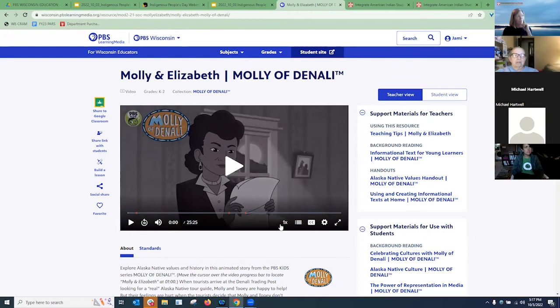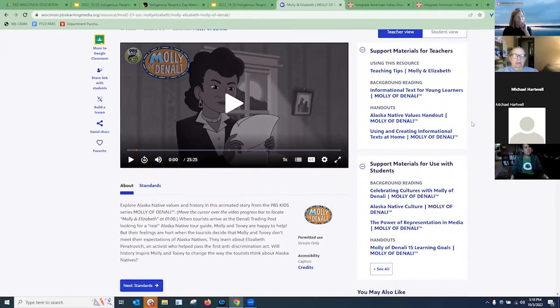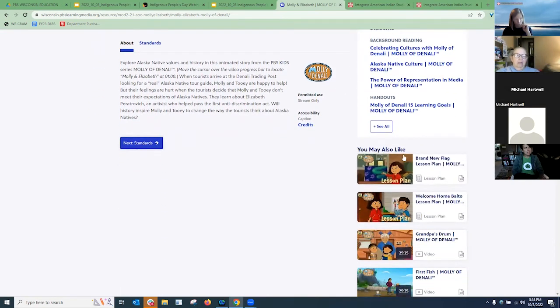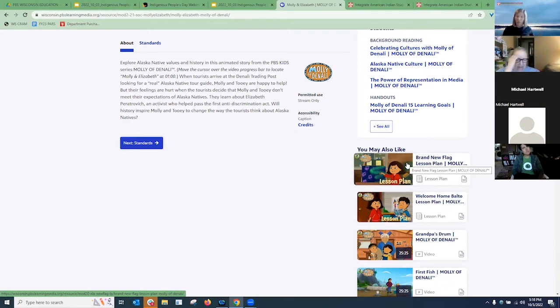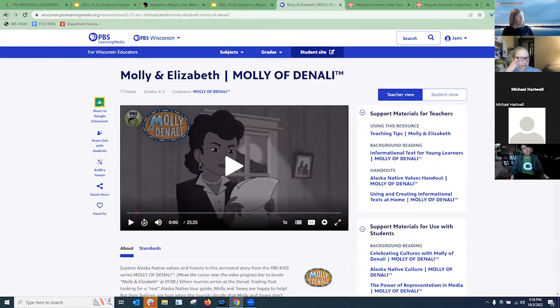So it gives you some information about that episode and also other supporting documents to help you teach a lesson like this. So one of the things that I love that's included within Molly of Denali are things like the teaching tips, but then also actual lesson plans. So one of them is actually called Brand New Flag, where you have an opportunity for students in your class to make a flag that represents their family, or coming together as an entire class and creating a flag for your classroom community. What are the values that you stand for as a classroom? What symbols would you choose to depict your sense of equity and equality within your school environment? So just different examples of all of the things included within the Molly of Denali collection.